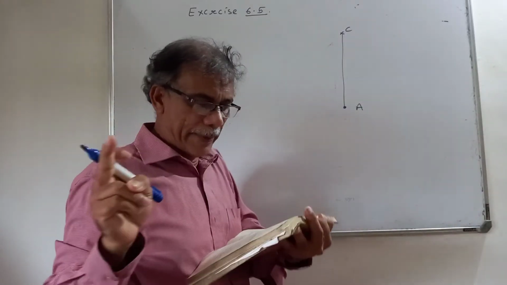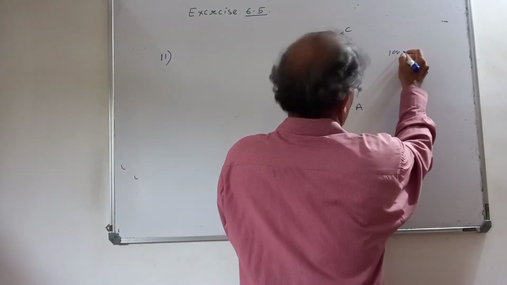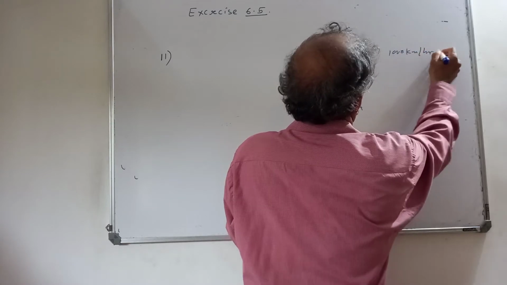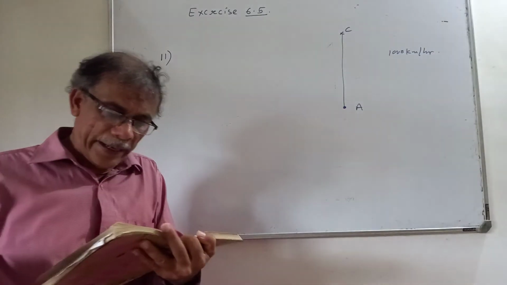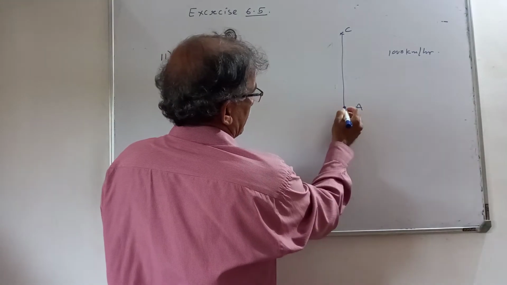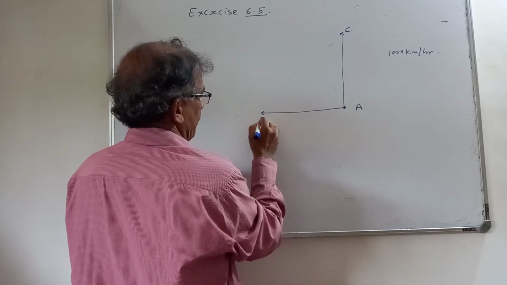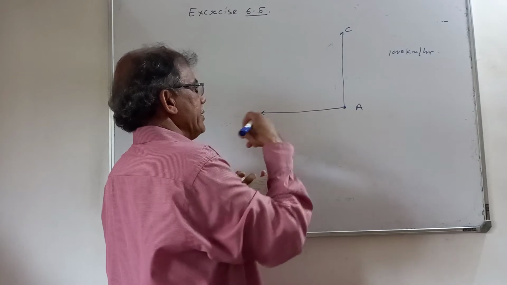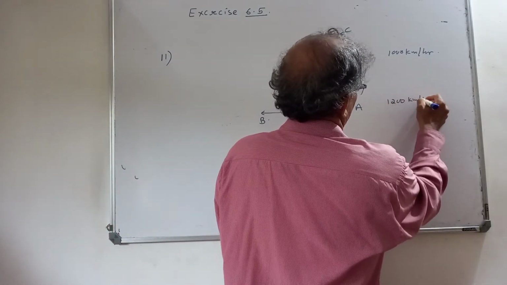And it travels at a speed of how much? 1000 km per hour. At the same time, another aeroplane leaves the same airport and flies due west. So from here, in this direction, say it reaches somewhere at point B. And what is the speed at which it travels in this direction? It is 1200 km per hour.